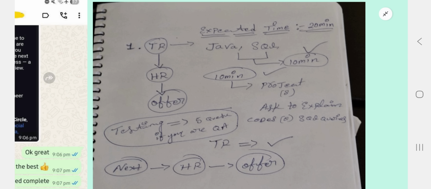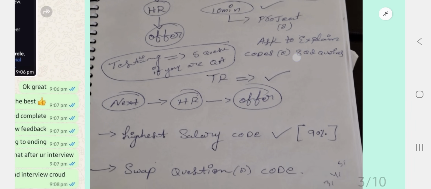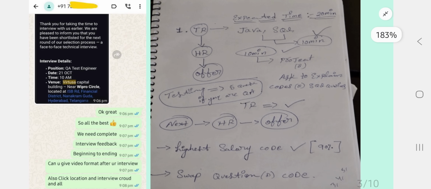So this is the complete step-by-step pattern, and also you have to practice some SQL related queries and Java related questions. It will be helpful to get clearance. Most of the repeated questions are the highest salary query and swapping using a third variable. These questions are mostly repeated. If you have practiced these questions, then within the 20 minute duration you will be confident toward the interview and you will clear it.